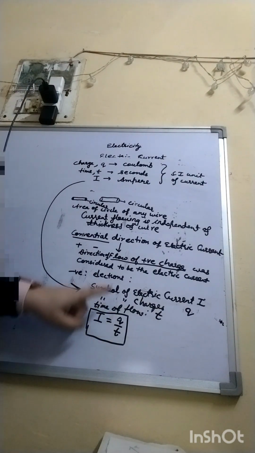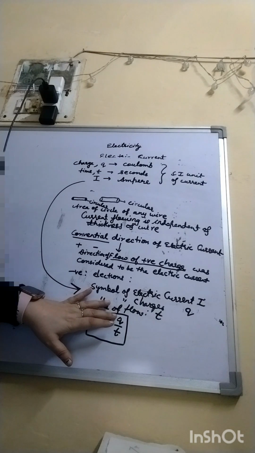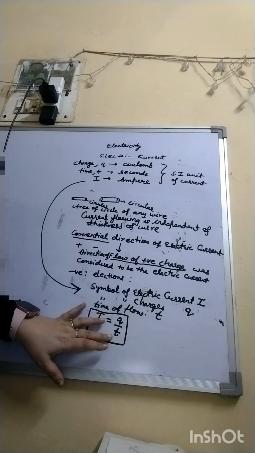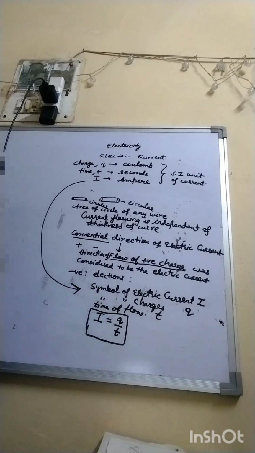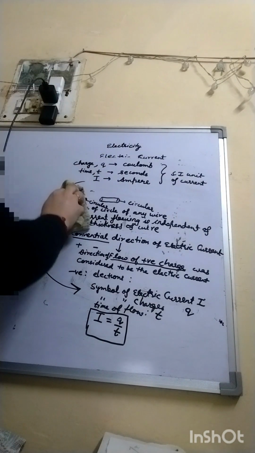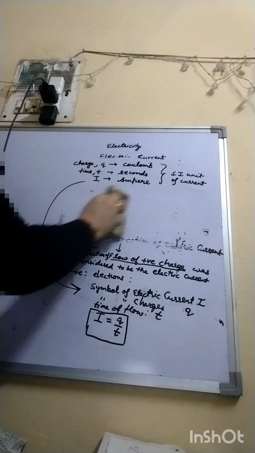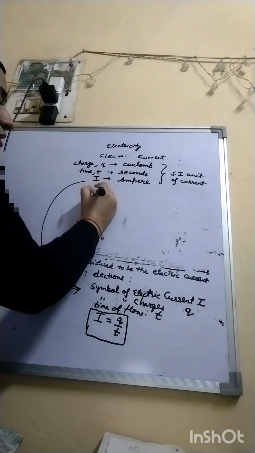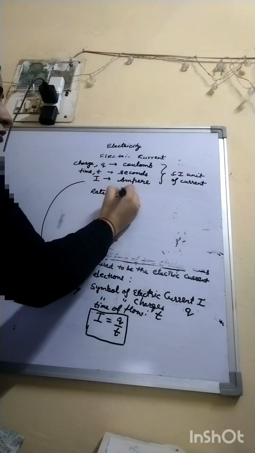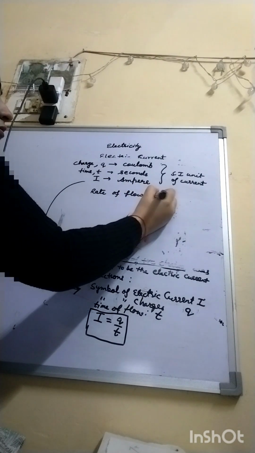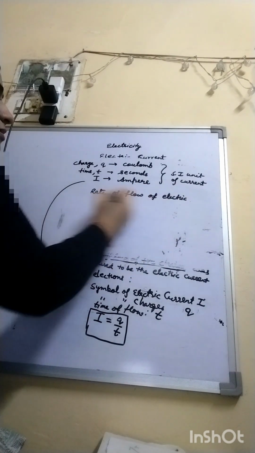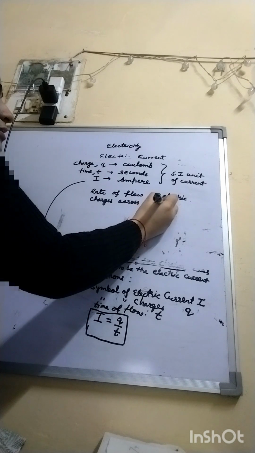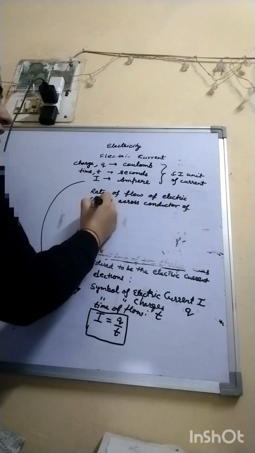So what was the definition? Amount of charge flowing per unit time. Per unit means the time would come in the denominator and charge would come in the numerator. This you must always remember. Per unit time means you have to divide by the time. The other definition is the rate of flow of electric charges across a conductor of any cross-sectional area.